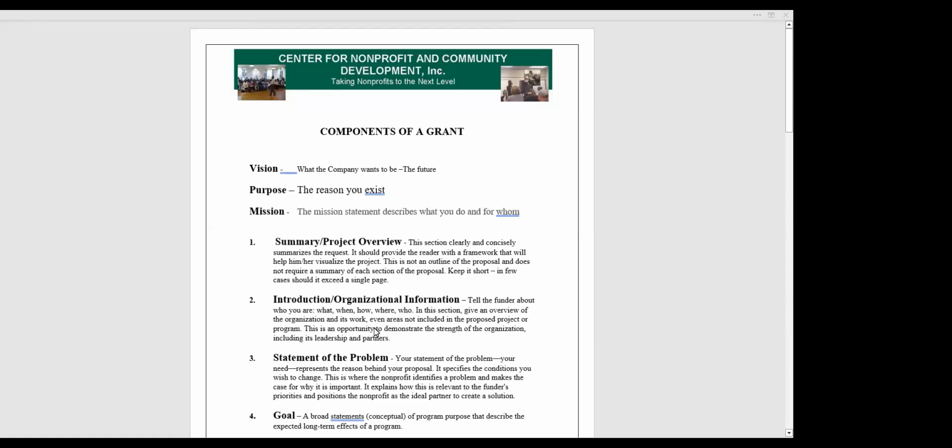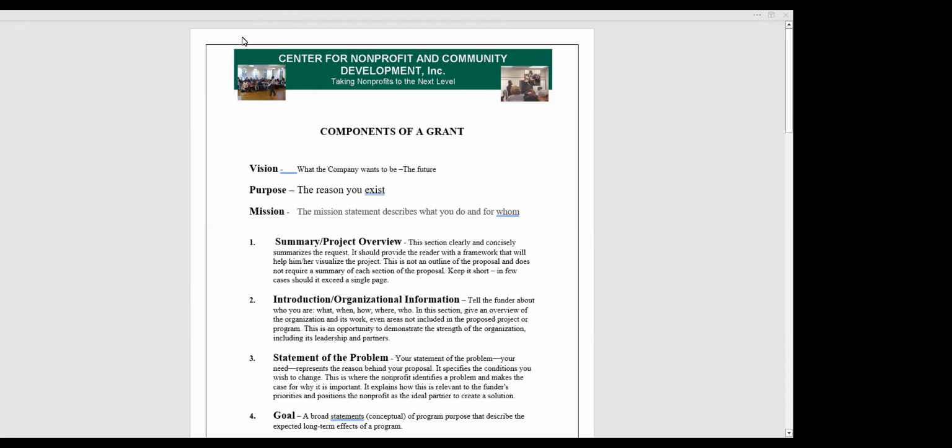So today's class is going to talk about the different components of a grant. We went over it last week, or the last time we did meet. Now I want to do it using a different format to make it make sense. Okay.